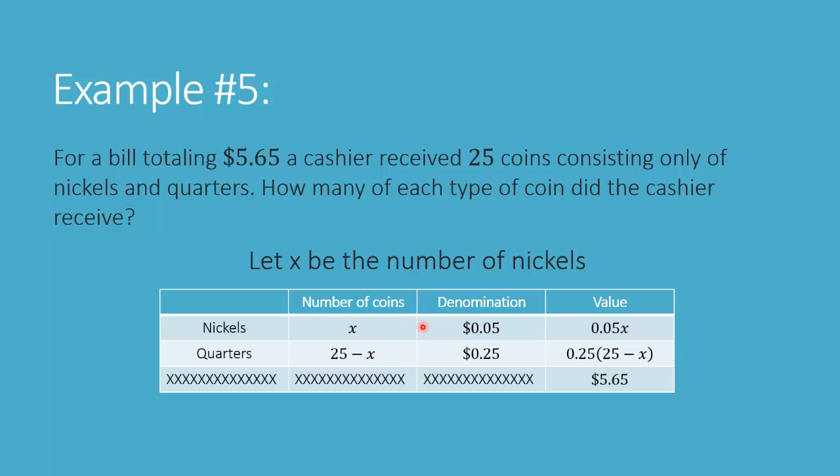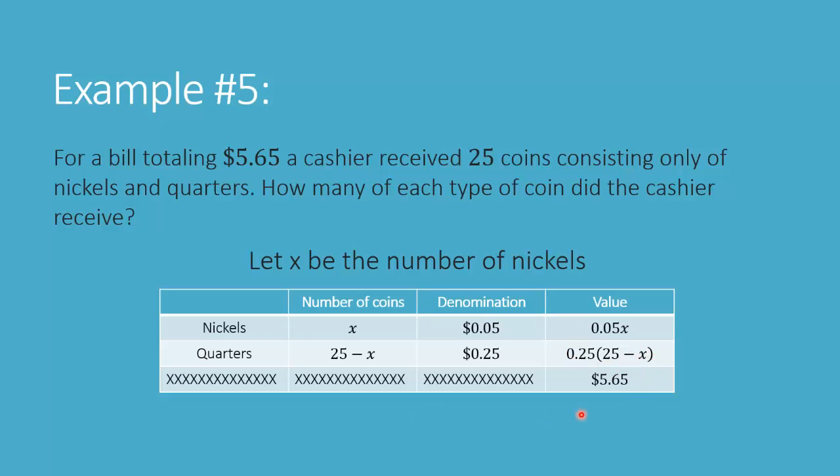And we also know, even though it's not overtly stated in the problem, just from everyday life, how much a nickel and a quarter are. A nickel is 5 cents, a quarter is 25 cents. So that means the total value of all the nickels is 5 cents times the number of nickels we have, so 0.05 times x. The value of all of our quarters is the number of quarters, 25 minus x, multiplied by the value of each quarter, so we get 0.25 times 25 minus x.